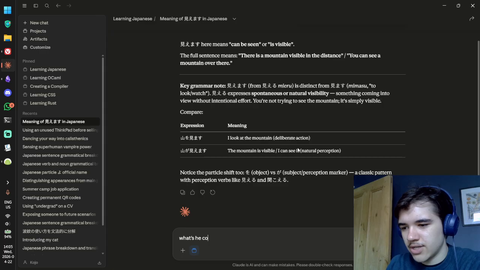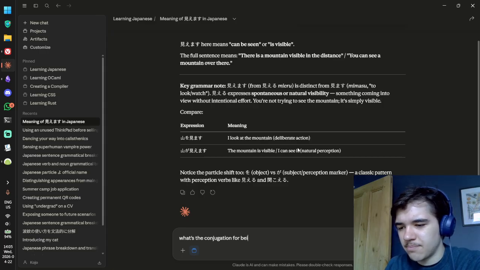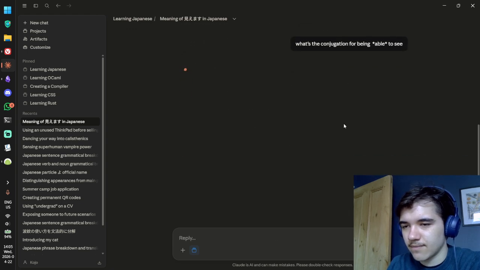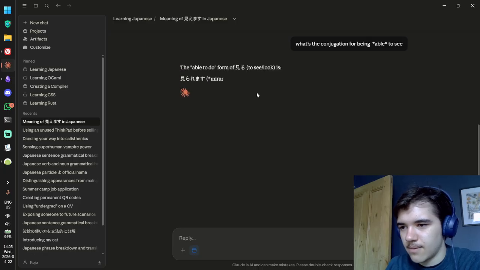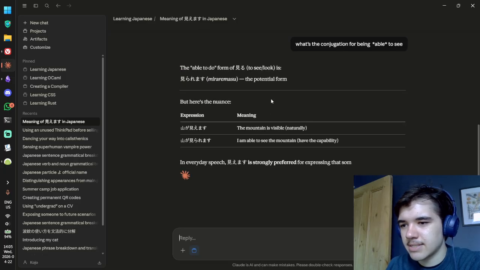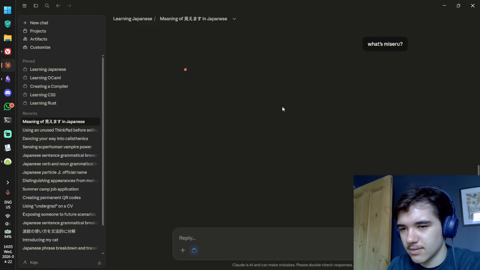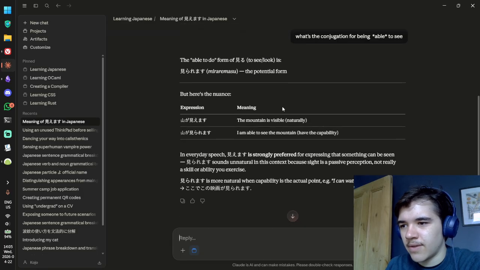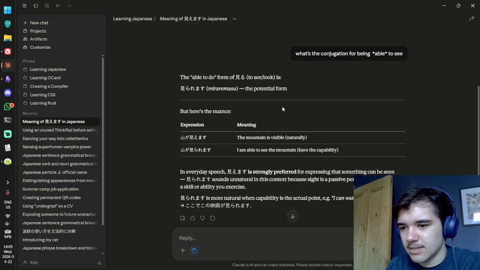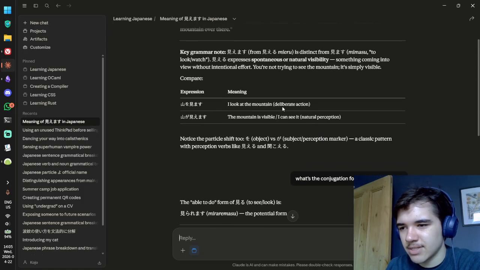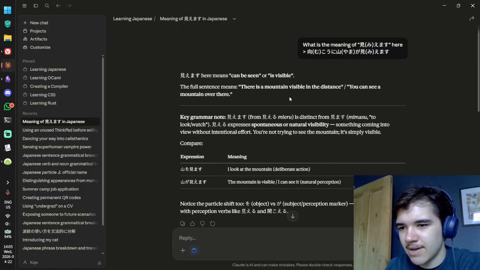What's the conjugation? Is it miseru for I can see, for being able to see? Miru, miraremasu. What's miseru then? To show. Oh, okay. So that'll be miraremasu. I'm able to see the mountains. Okay. But this is just miemasu, which means there is a mountain.